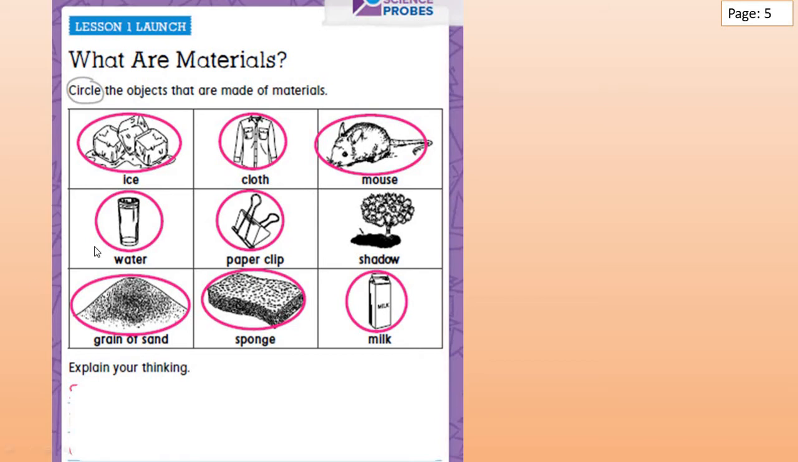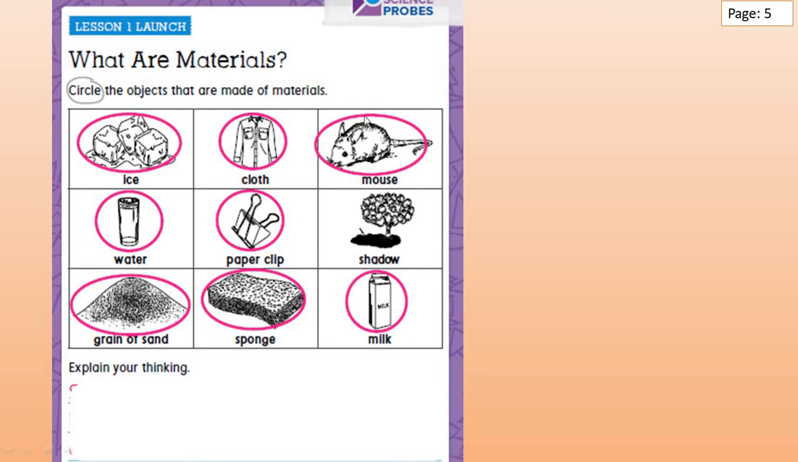Let's see the next. What about grain of sand? We can touch it, of course. What about the sponge? Also, we can touch. It has a mass and takes up a space. The same for the milk. Interesting. So, grade 2, now you know the objects that are made of materials.